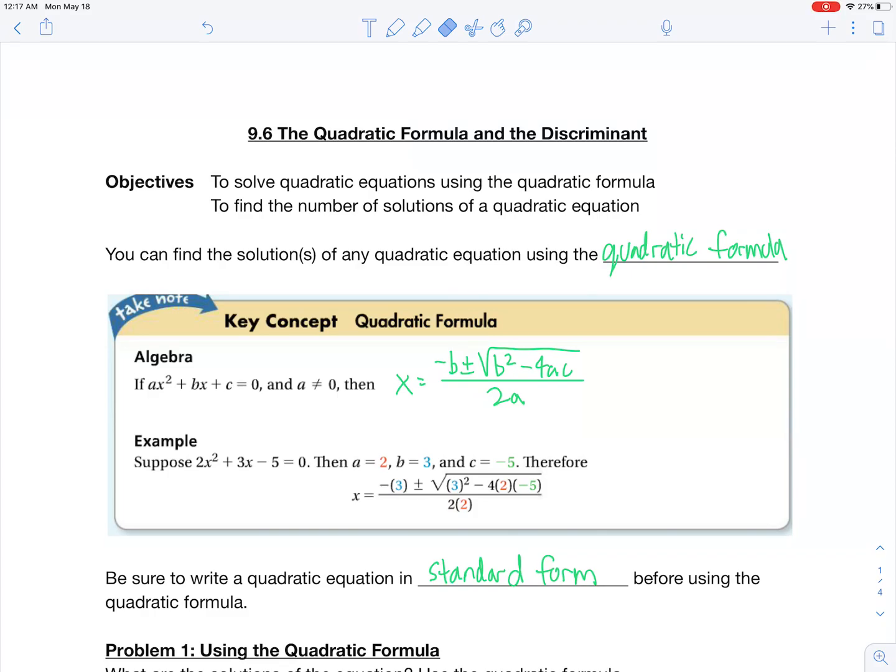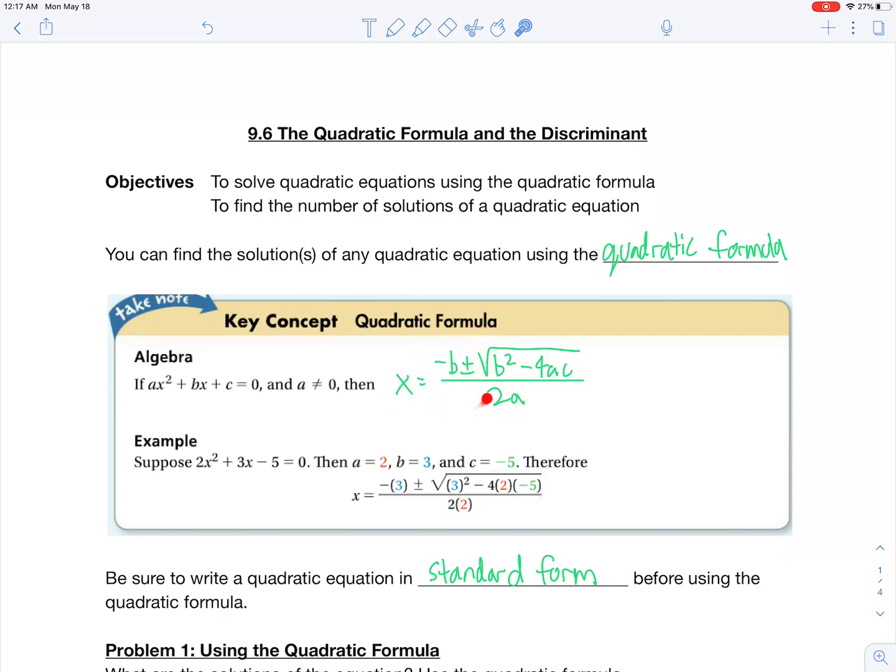In section 9.6, we're going to add one more tool to our toolbox in terms of solving quadratic equations, and that's going to be using what we call the quadratic formula. Along with the quadratic formula, there's some good news and some bad news. First of all, the good news is that this formula is going to work for any quadratic equation, doesn't matter what you start with. But the bad news is just look at it.